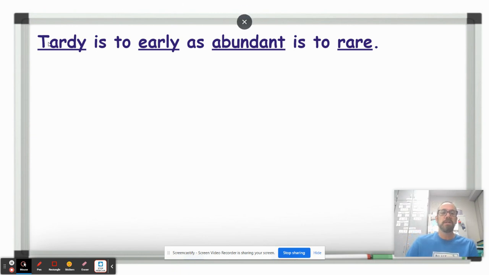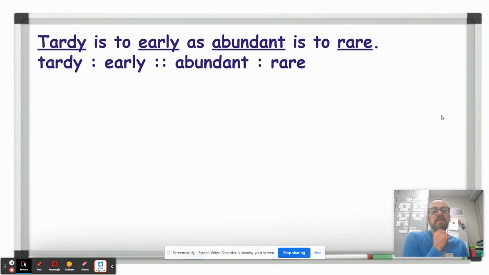So my first one is tardy is to early as abundant is to rare. So when I think about these words, tardy means that you are late. So the opposite of late is early. So those are antonyms that we've got going on here. And then when I think about abundant, that second set of words, abundant means there's a lot. So the opposite of abundant, or a lot, is rare, meaning that there are very few.